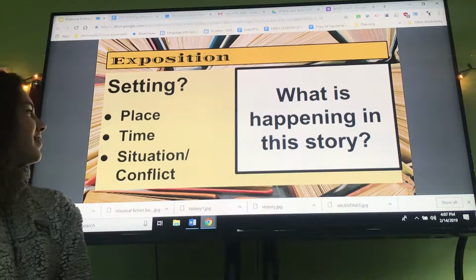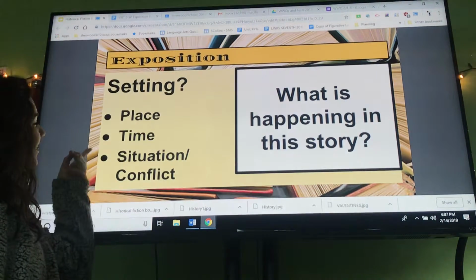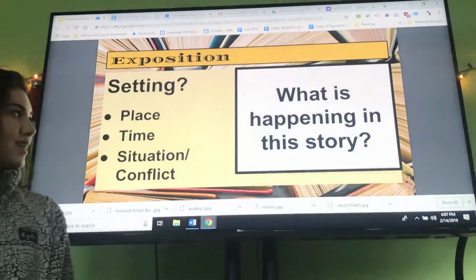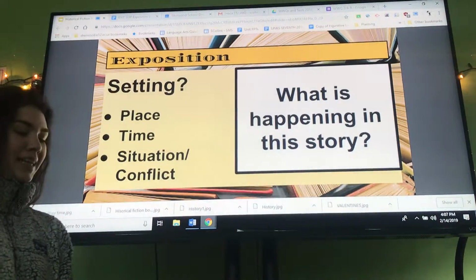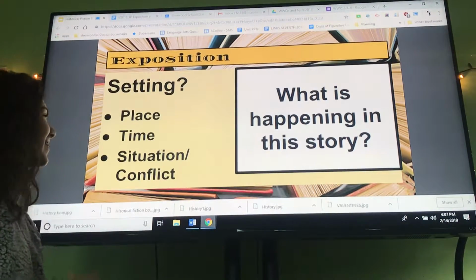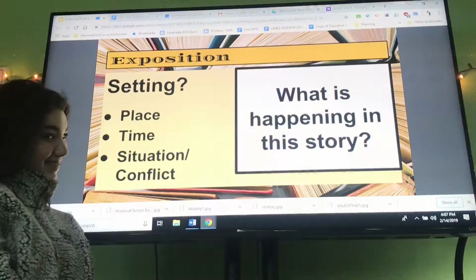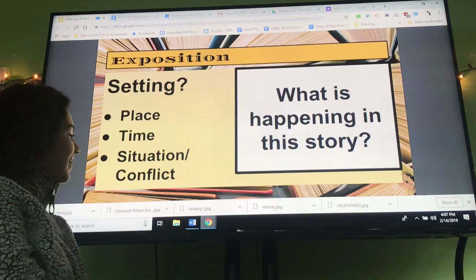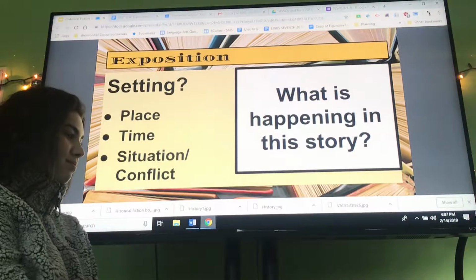Setting, what's happening in the story. Remember that setting is not just place, it's time and situation. So in Patrol, the place was Vietnam, the time was World War II, but the situation and the conflict was the middle of the Vietnamese War. Sorry, it wasn't World War II. Sorry, back that up. The place was Vietnam, the time was the Vietnam War. Should I start over? Nah. You know I was wrong. And the situation was he was in the jungle facing his enemy, heading for a target.